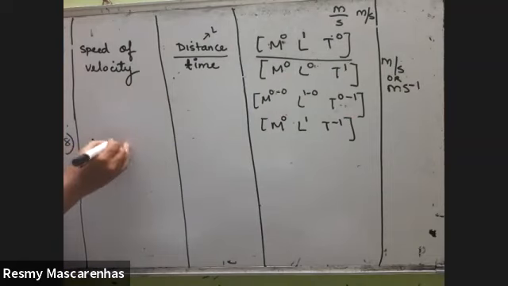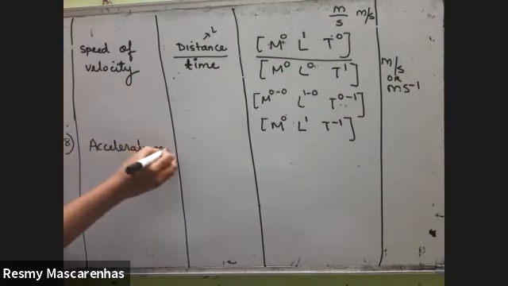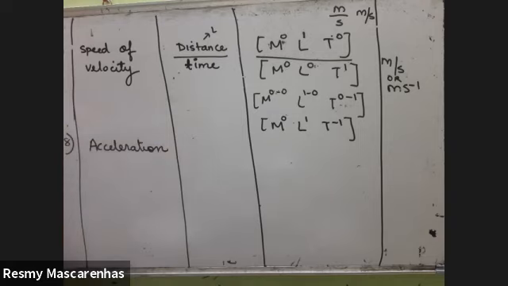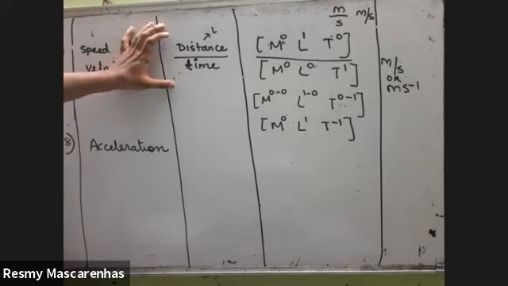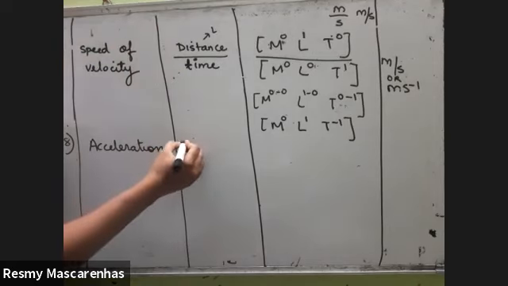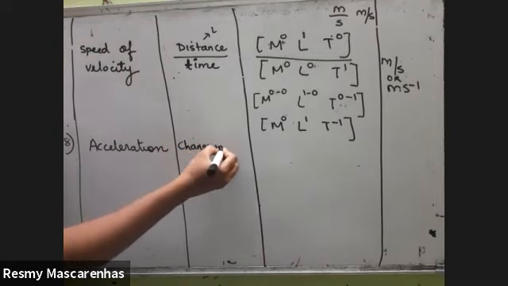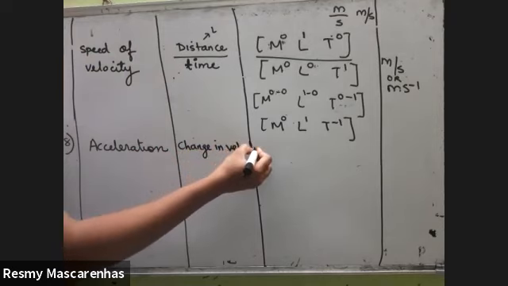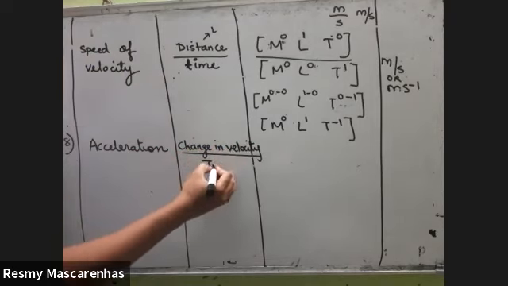Then the eighth one, acceleration. Now speed was what? How much distance you are covering in that much time. Now, acceleration is how much you are changing your speed within that much time. Means what? I'll give an example. Velocity means speed. Change in velocity upon time.